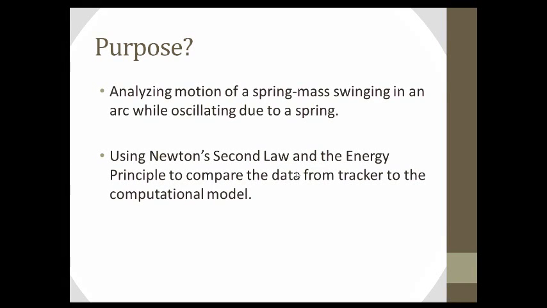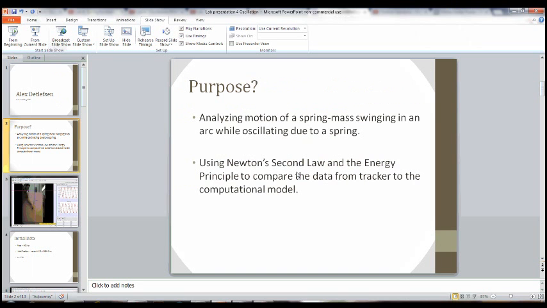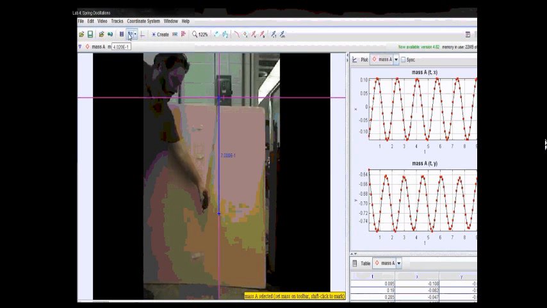The purpose of this lab is to analyze the motion of a spring mass swinging in an arc while oscillating due to a spring. Here we are using Newton's second law and the energy principle to compare the data from Tracker to the computational model. Here we have the Tracker video I used in order to analyze the data.